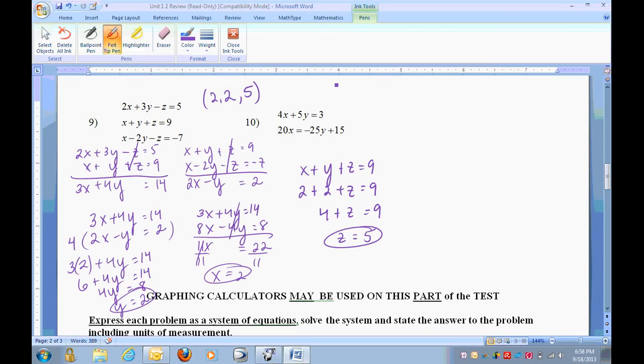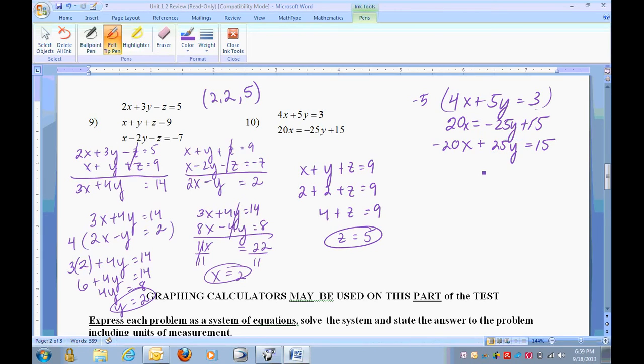On this last one, we can use elimination by multiplying. I'm going to rewrite it over here for some more room. Multiplying the top equation by -5 in order to get our x's to eliminate. So let's multiply this top one by -5, and you end up with -20x plus 25y equals 15.